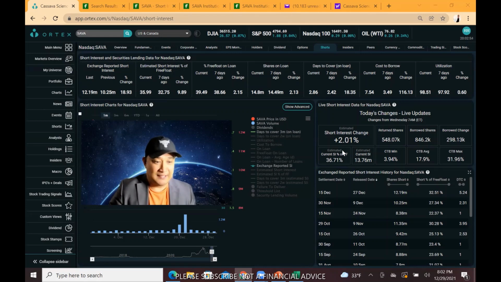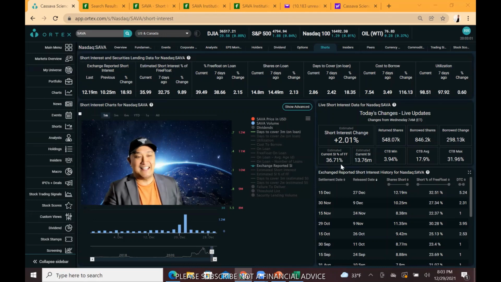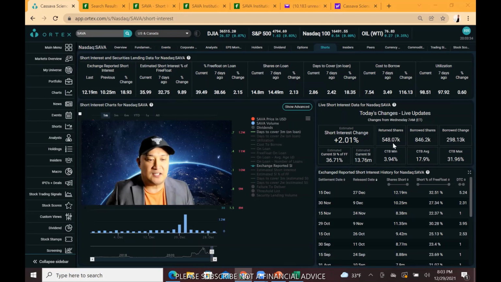So I want you to look at this short interest rate here. Short interest right now is 36.71%. That is huge. That is massive, all right? 13.76 short interest, that's 13.76 million. That is the actual shares that have been shorted, right? That's not even including synthetic shares that the short sellers are hiding somewhere somehow, okay? That is just that one. And that is massive. That is huge, okay? This is the data, this is the information that actually triggers a parabolic squeeze.